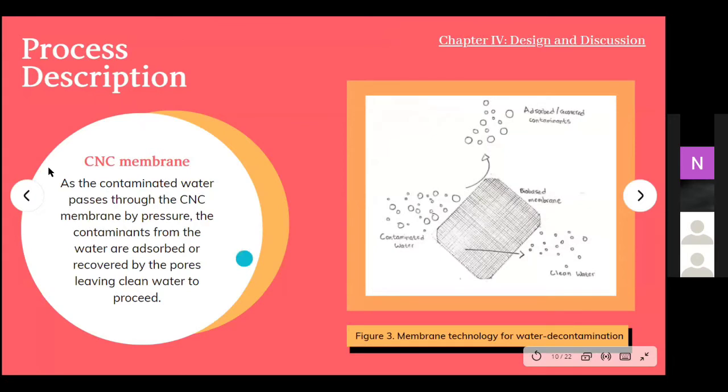For the CNC membrane to extract and filter contaminated water generally follows the adsorption process. Basically, as the contaminated water passes through the CNC membrane by pressure, the contaminants from the water are adsorbed by the pores, leaving the clean water to proceed.